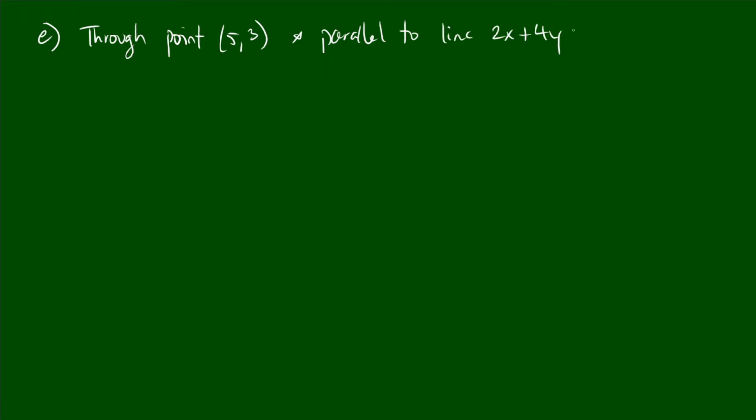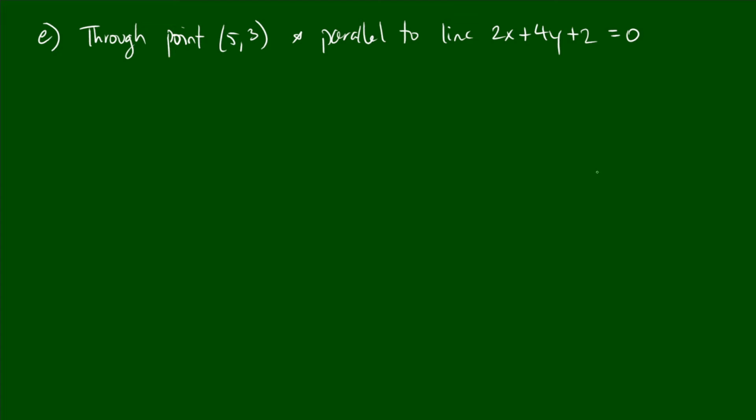This is the second last question. You have the requirements as the line going through the point (5, 3), and it's parallel to the line 2x plus 4y plus 2 equals 0.